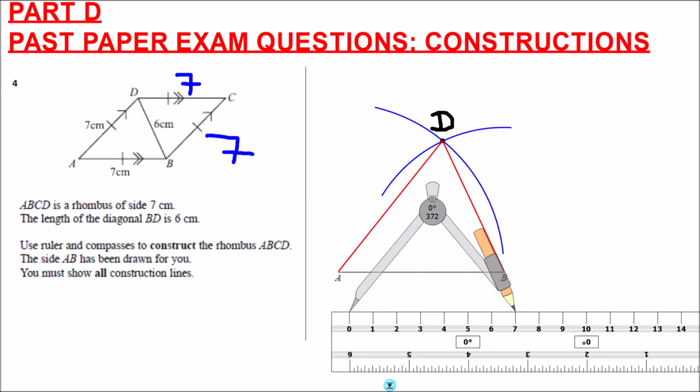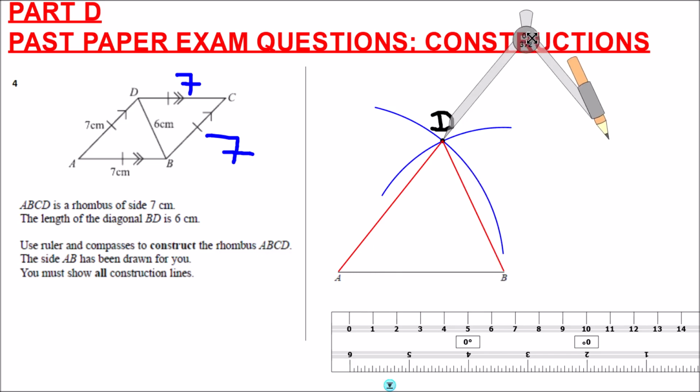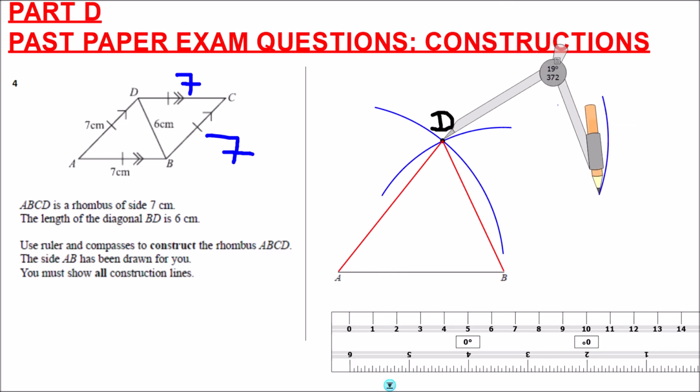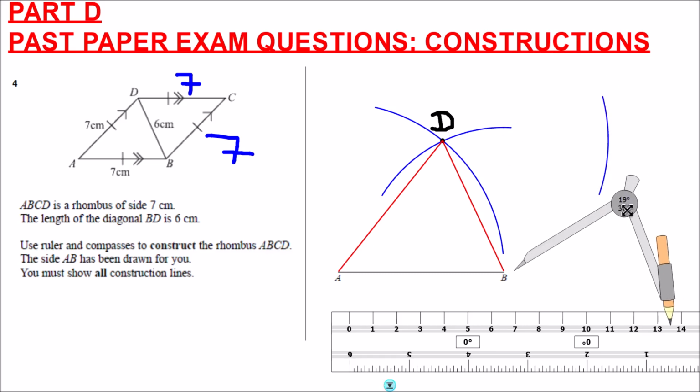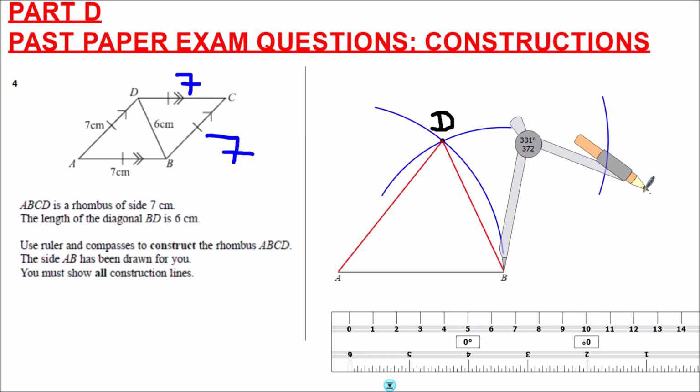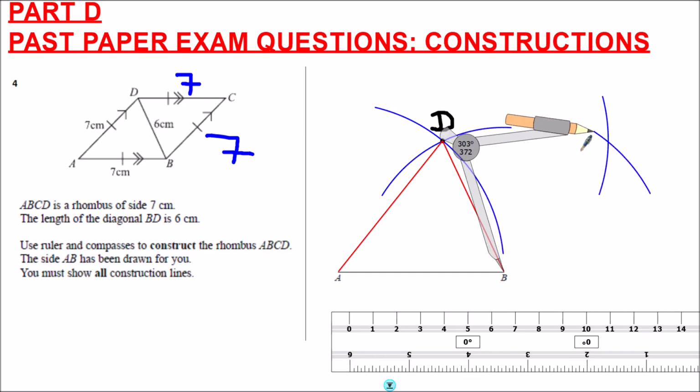What we're wanting next is to find point C. And so we're going to put the compass needle at point D and do a curve like this, and do the same at B, so that the two curves cross. Now where these curves cross, that will be where point C is.